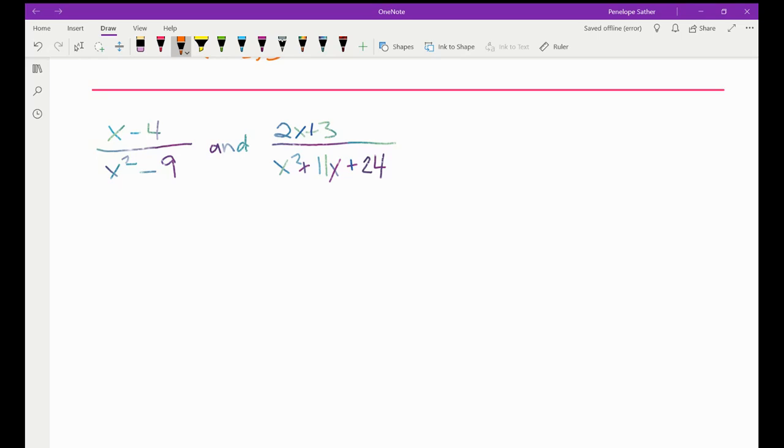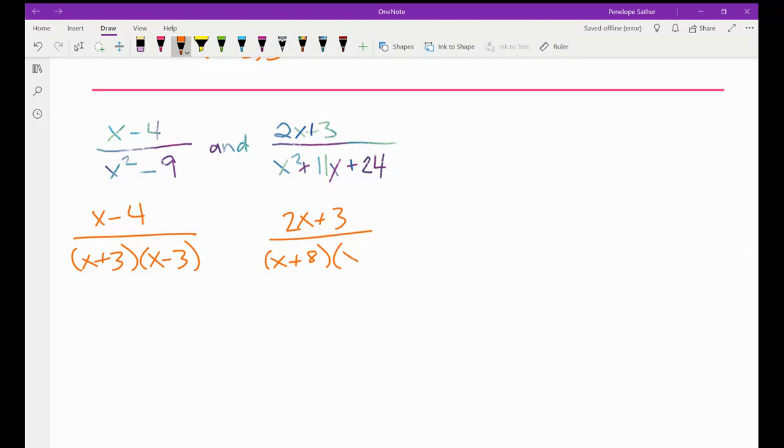If we take our x minus 4 fraction, that denominator is a difference of squares. So if you find the square root of x squared and the square root of 9 and write those in the form we've learned before, you get x plus 3, x minus 3. If you take the other fraction, the 2x plus 3 fraction, and you factor and figure out things that multiply to be 24 but add to be 11, I think we're going to end up with x plus 8 and x plus 3.